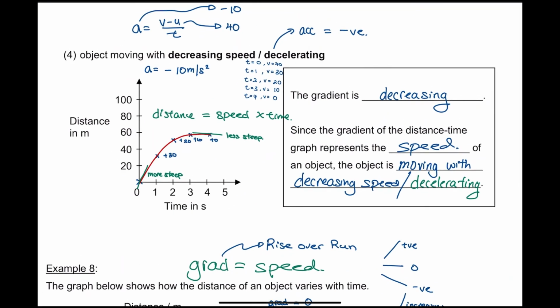If, for example, there is a graph whereby the object is moving with decreasing speed, okay, it means that the gradient, you can see down here, is very steep, whereas down here it is less steep. That means the graph is curving like this. So that means the gradient is decreasing, and we also know again that gradient means speed. So therefore, the object is moving with decreasing speed, or we can say that the object is decelerating.